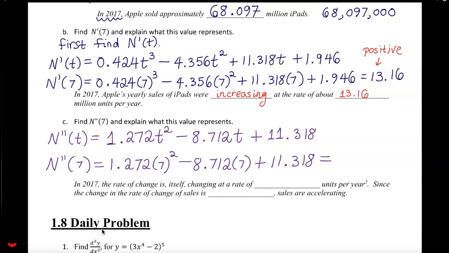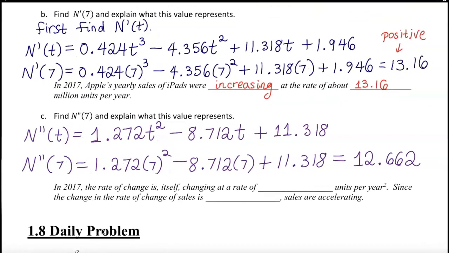minus 8.712 times 7. After this video and after finishing this, I'm going to go and draft your first exam, and I will post something online for you very soon. I got 11, whoopsie, that's not 11, that is 12.662. So what does the second derivative mean?